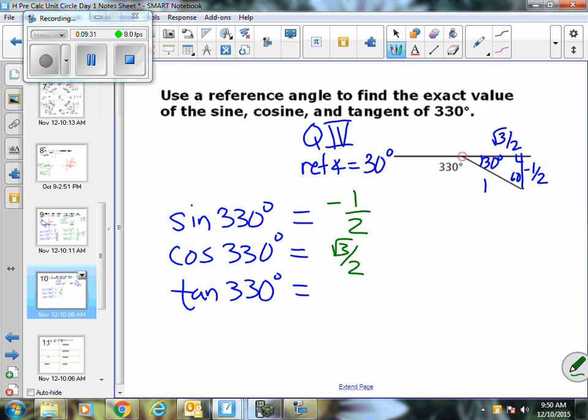Tangent of 330, I would be thinking in my head, what is the tangent of 30? Root 3 over 3, and then because I'm in quadrant 4, it's going to be negative. Tangent is always negative in quadrant 4. So you're thinking about the reference angle and the quadrant. That tells you the ratio, and it tells you the sign.